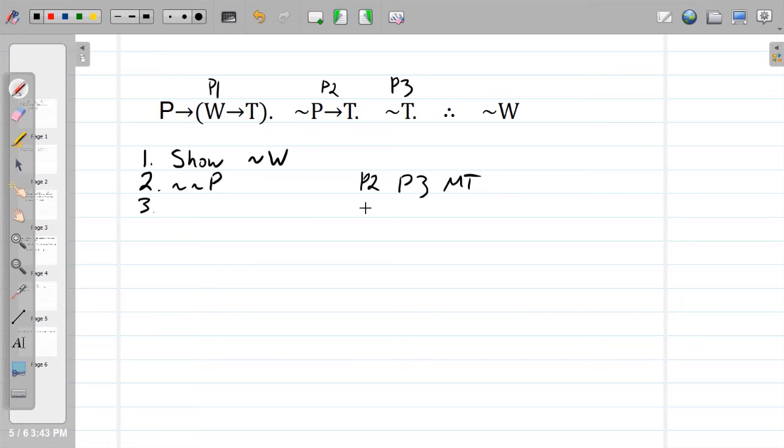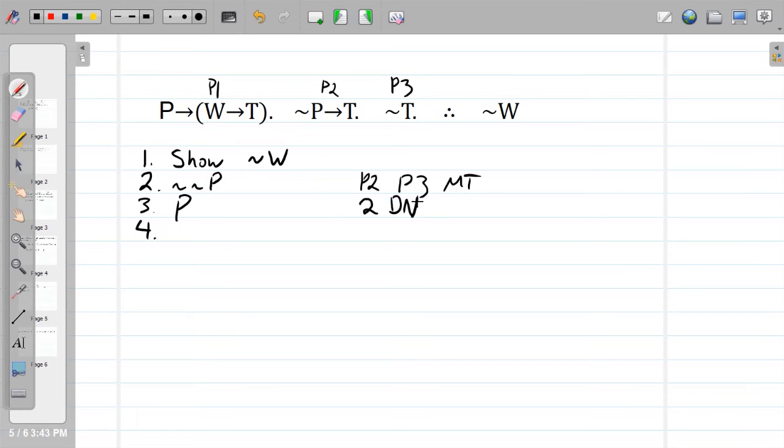Line 2, so I cited the premises there, P2, P3. Once you have an available line, a line that is not a show line, we'll talk more about what makes a line available or not, you can cite it as part of your justification. So here I'm going to say line 2, double negation, and that'll give me P. Great.